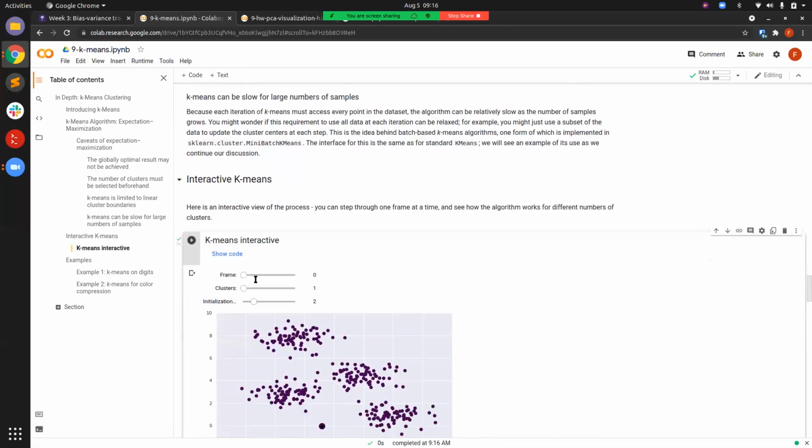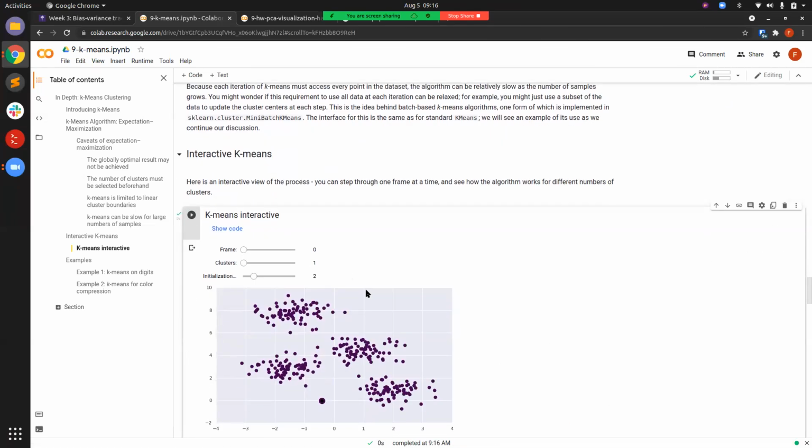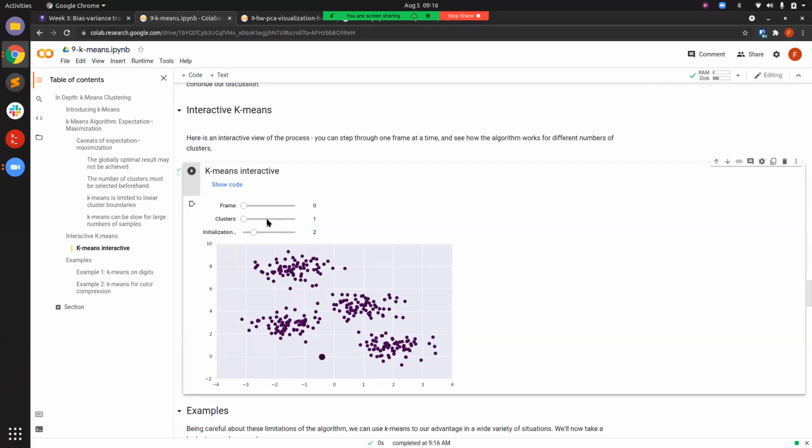Here's an example that's a little bit interactive so that we can look through some of these issues. So here's an interactive k-means example where we can step through the steps of the algorithm one at a time by moving this frame slider. We can change the random seed used for initialization using this initialization slider. You can see as I change that, the cluster center is initialized in a different place. We can also change the number of clusters we ask it to find.